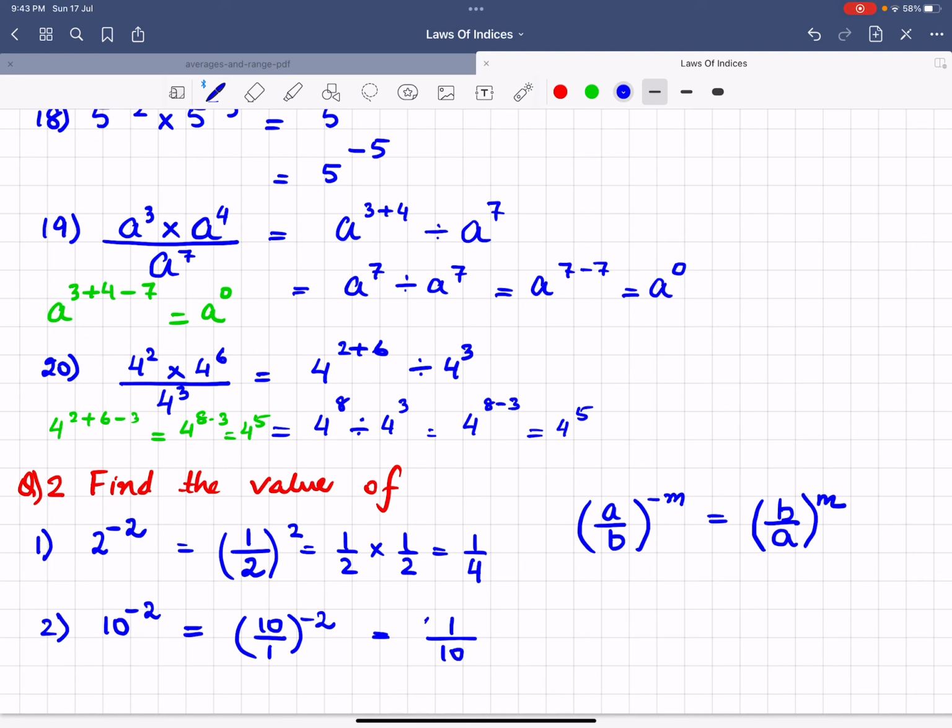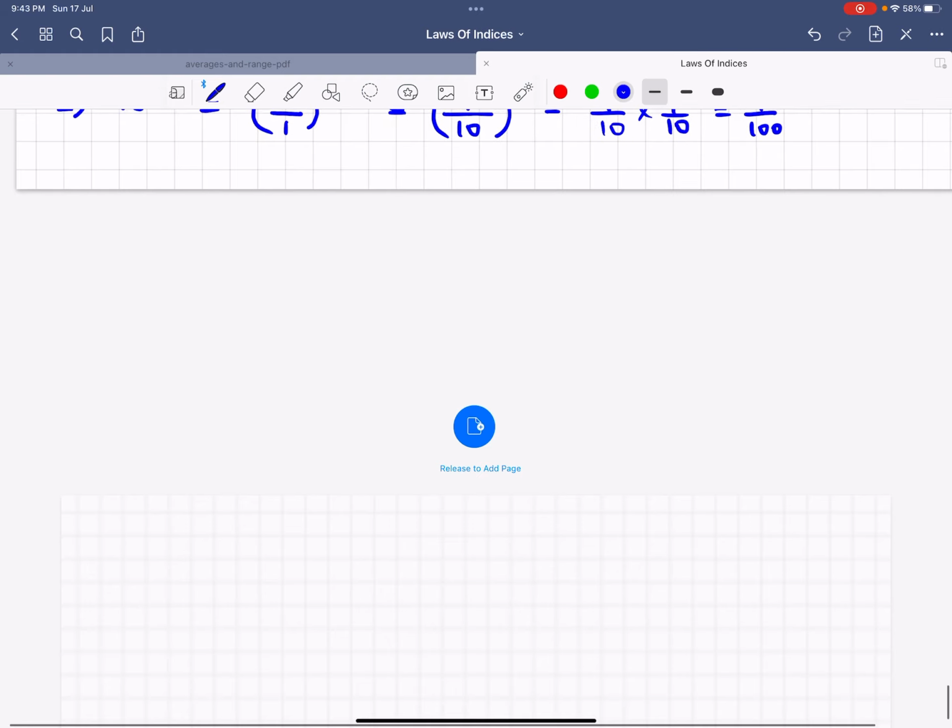We take the reciprocal of the fraction, or we swap the places of the numerator and the denominator, and hence the power becomes positive. So that is 1 by 10 multiplied by 1 by 10, which is equal to 1 by 100. And that is the value of the expression 10 to the power of minus 2. Let's try a few more questions in this category.